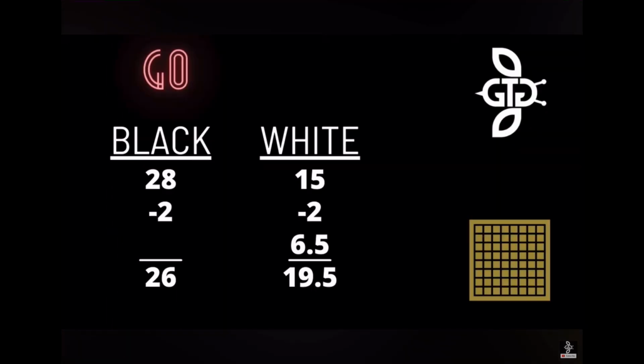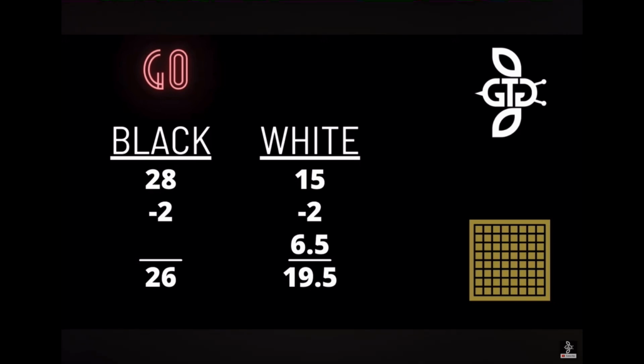Because black gets an advantage for getting to play first in the game, white gets compensated for going second. The amount should be agreed upon before the start of the game. For this game, the compensated amount is 6.5. This is added to white's final score. Black wins the game by 6.5 points.